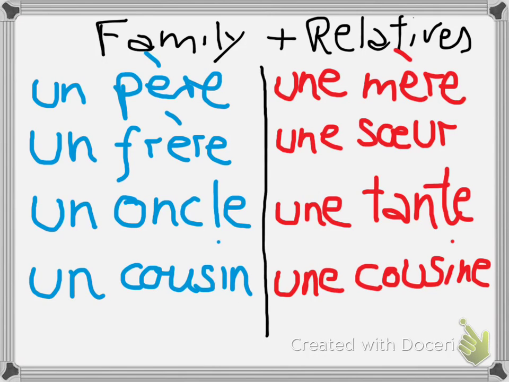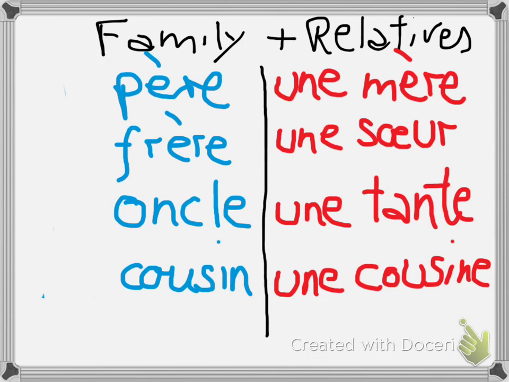So here are a couple of family members and relatives, and we're going to start with the male ones. Un père, a father. Un frère, a brother. Un oncle, an uncle. Un cousin, a male cousin. Now, if we want to say that they are all our father, brother, uncle, cousin, we simply have to replace un, as we have seen in the example with the grandfather, with mon.